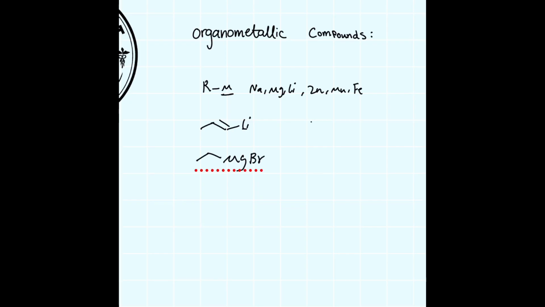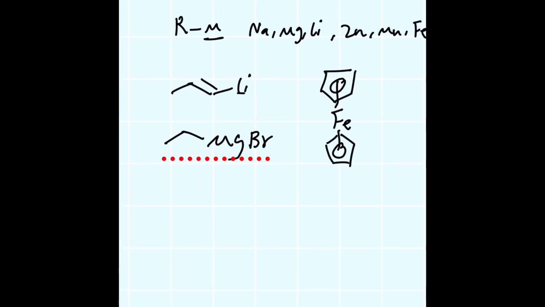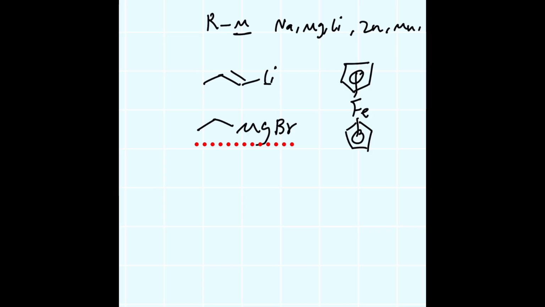There are some more stable compounds such as ferrocene. It's written like this. But these are really just what they are. The main point that you're going to see a lot in your classes is actually the reactions that these can go through. And what they can do is turn any carbonyl group or a bond that is weakly held into an alcohol.